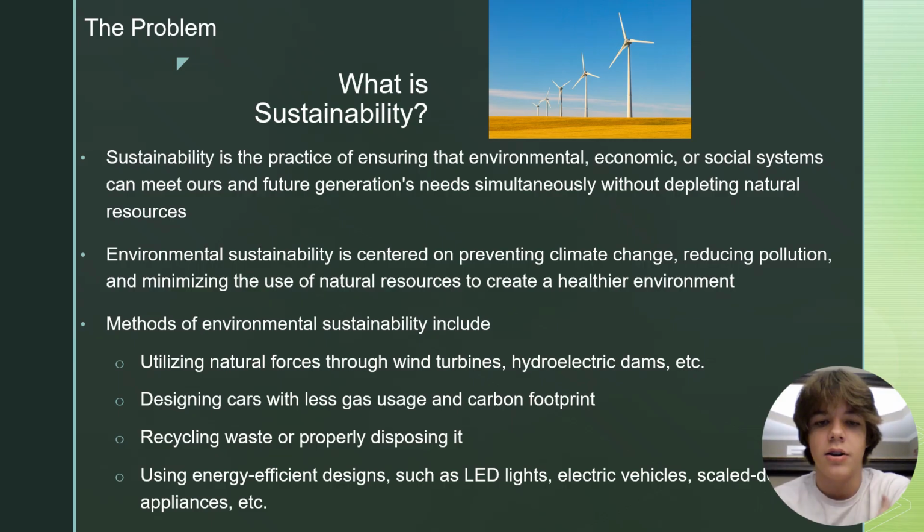Environmental sustainability is centered on preventing climate change, reducing pollution, and minimizing the use of natural resources. So ensuring that sufficient fossil fuels are being used while making sure that the environment is still staying healthy. Examples of these sustainability methods include natural forces like wind turbines, hydroelectric dams, geothermal systems, and another example is designing cars that are energy efficient. It can make the car smaller or less reliant on gas.